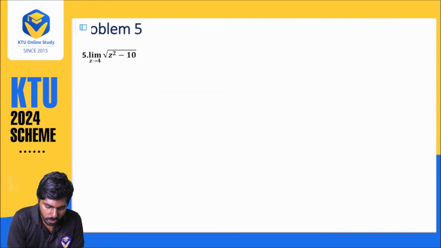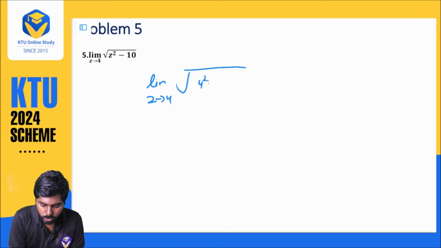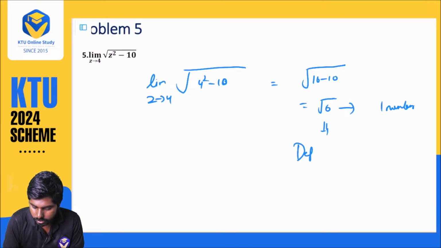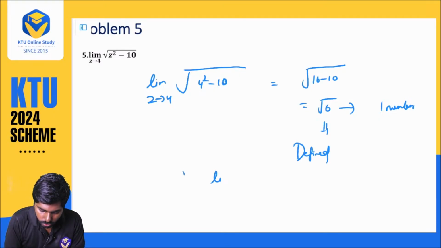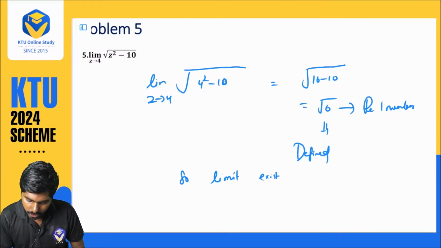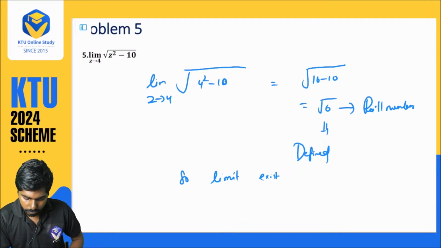Now here also, just substitute the value. Z approaches 4, that is 4 square minus 10, that is nothing but, what will we be getting? We will be getting 16 minus 10, that is nothing but root 6. So root 6 is what? Root 6 is an irrational number, but it is a real number. Real number means we say it is defined. So the limit exists. So do you understand? If you are getting a real number, the limit exists. Okay, real number.